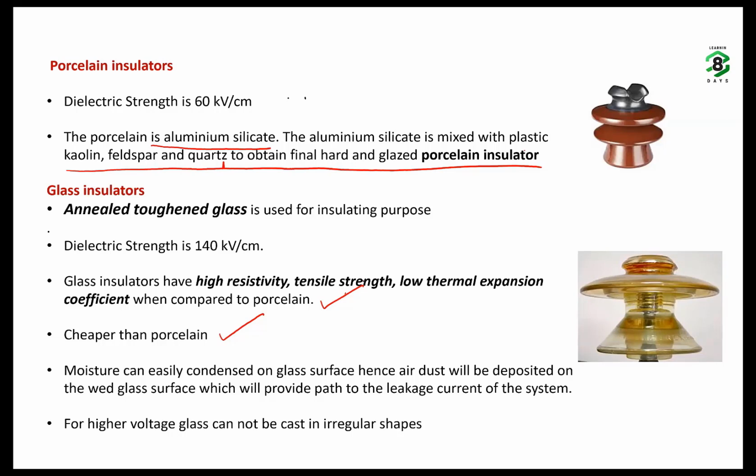Because of this one property, we don't prefer glass in outdoor applications, because glass can absorb moisture. That is the reason why moisture can easily condense on the glass surface, and hence air dust will be deposited on the glass surface, which will provide a path for leakage currents to the system.